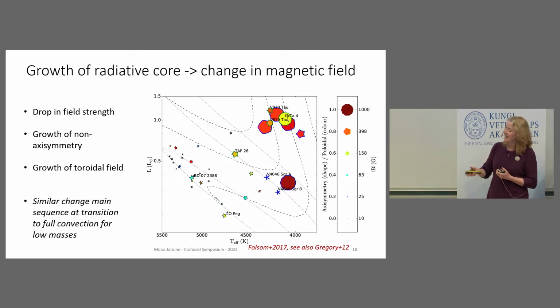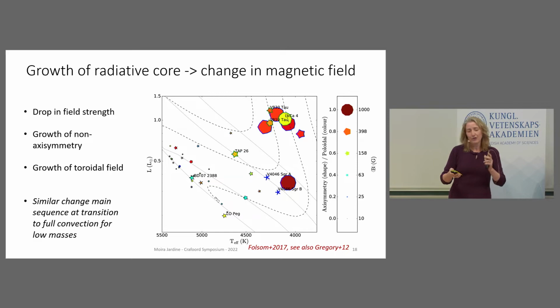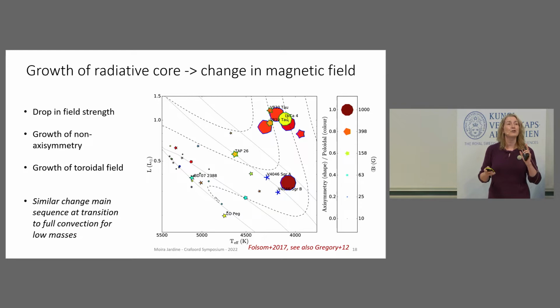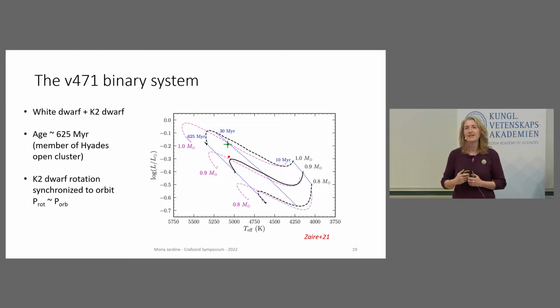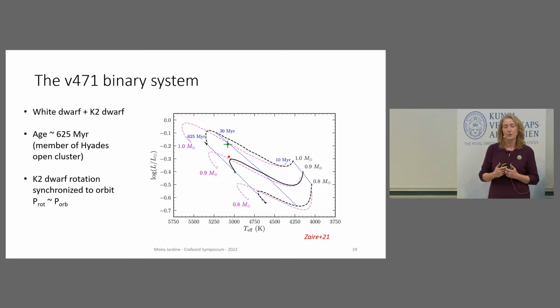So let me show you a few examples. I've talked in generalities about what we see in these stars as observed. I'm going to pick out two different examples to show you. So here's one system. It's actually a binary system. It has a white dwarf and a K2 dwarf.